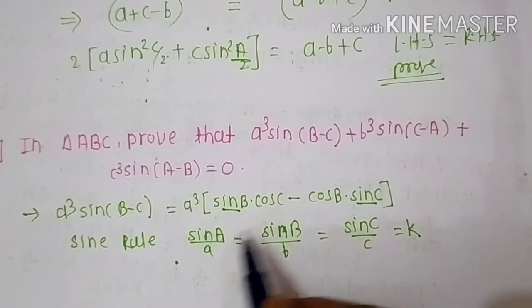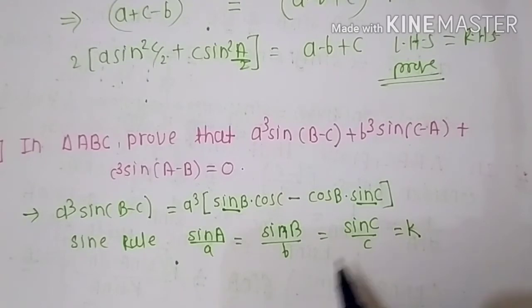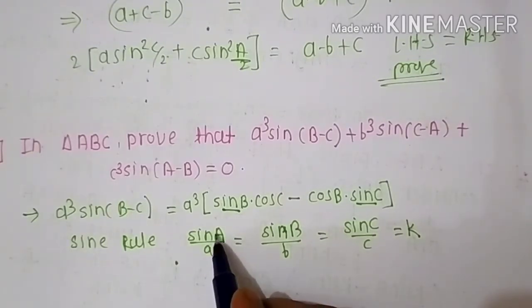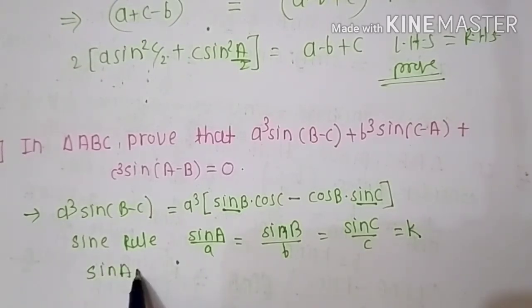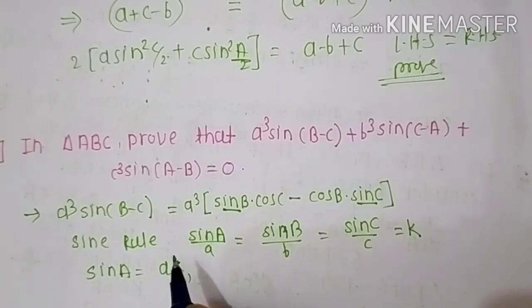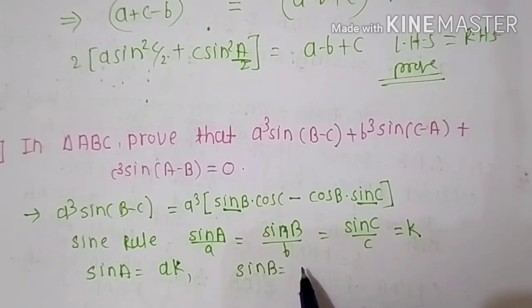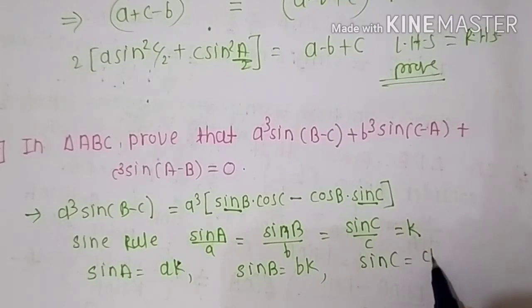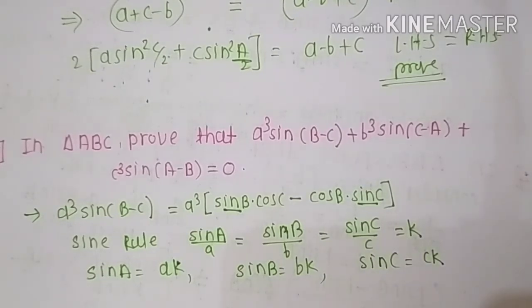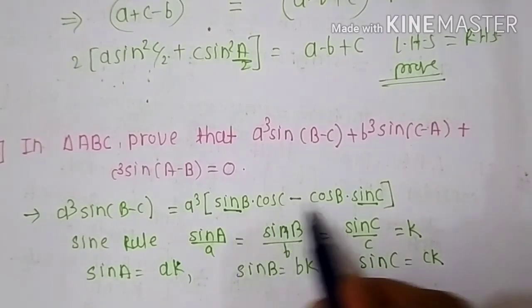But here we want to find the value for sine b and sine c, that's why we use sine a upon a, sine b upon b, sine c upon c is equal to k. Then comparing each term is equal to k, sine a is equal to ak. Next, sine b is equal to bk. The next term, sine c is equal to c into k. Then we have to substitute these values here, sine b and sine c.